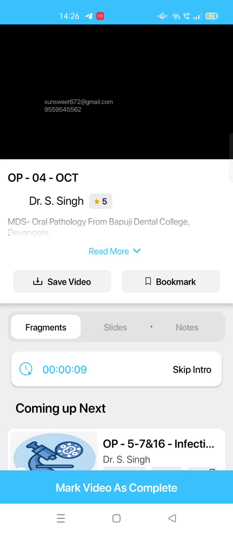If the tooth is present, in that case we will call it as radicular cyst. Rest everything is the same. Okay, this is seen in the absence of tooth.